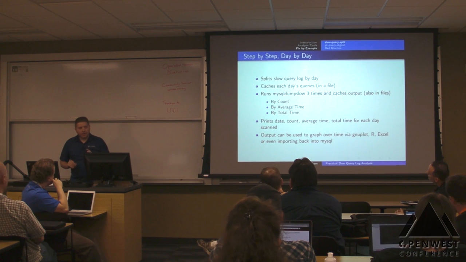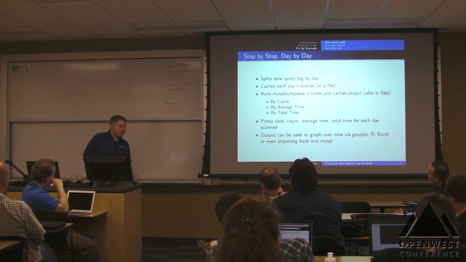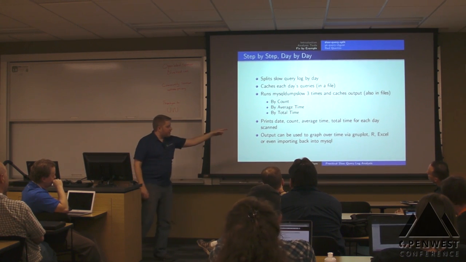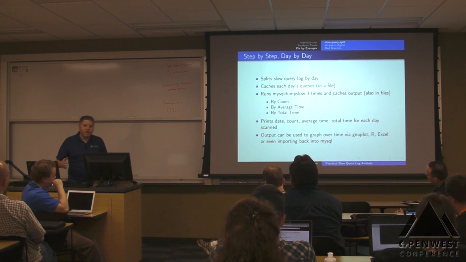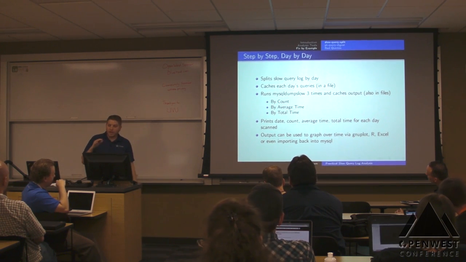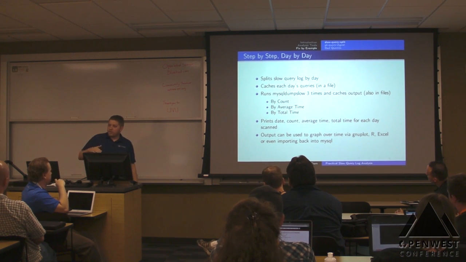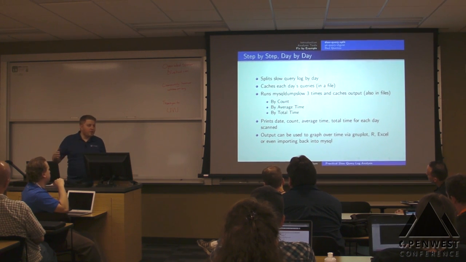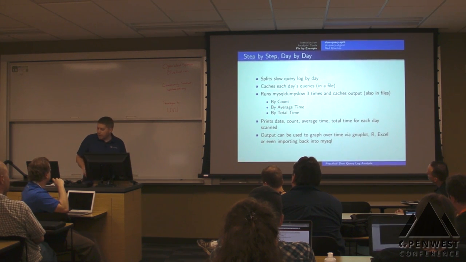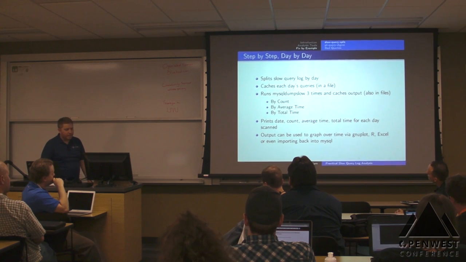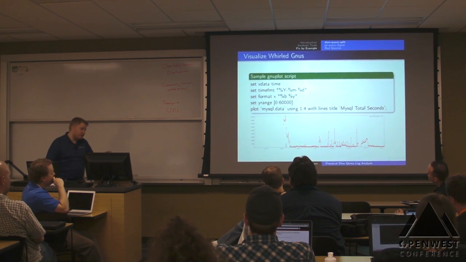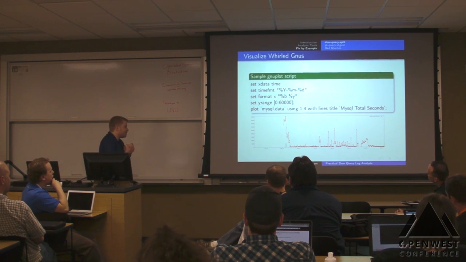And then, personally, I like to use Gnuplot. So I mentioned that down there. But R, Excel, whatever you'd like to use to be able to trend those things over time. Look at a graph of what's going on. Are we getting better? Are we getting worse? Staying the same? What's the overall flow? And I'll show some examples of that in a minute. I lied. I'll show some examples of that right now.